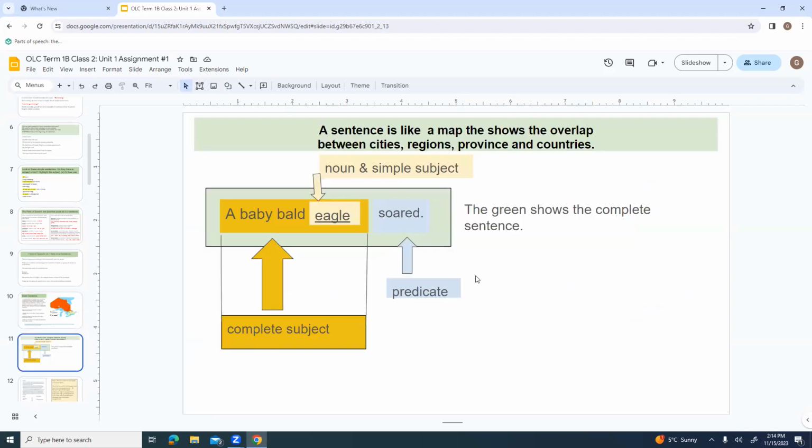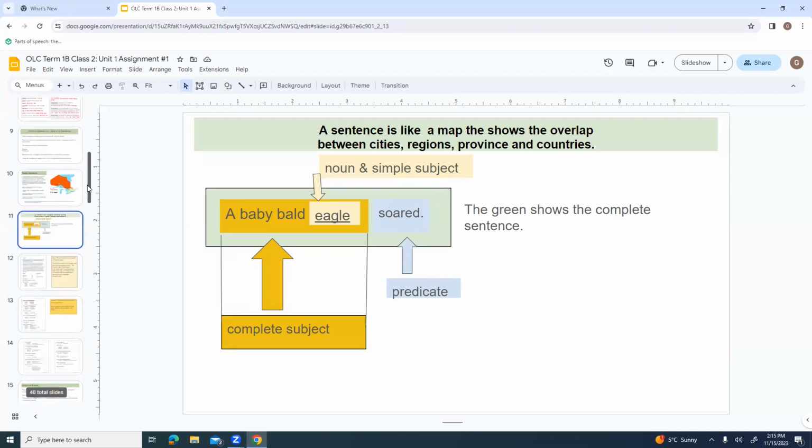So here's the idea of a map, right? If I had the word eagle, well, it's a noun and it's part of the subject, right? The complete subject, a baby bald eagle. It's just the simple subject because it's only the noun. And then swam is the predicate, and the green part is the whole giant sentence. Okay. So a sentence is just kind of like a map, and it shows the overlap and the relationship between cities, regions, provinces, and countries. So I don't know if that helps.